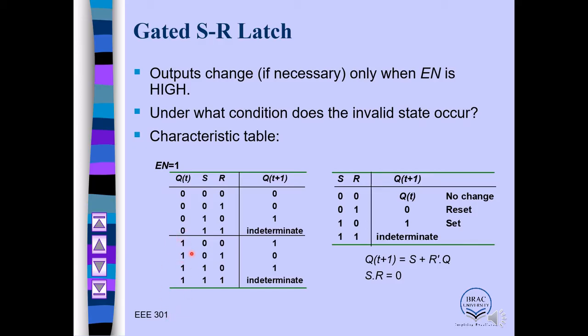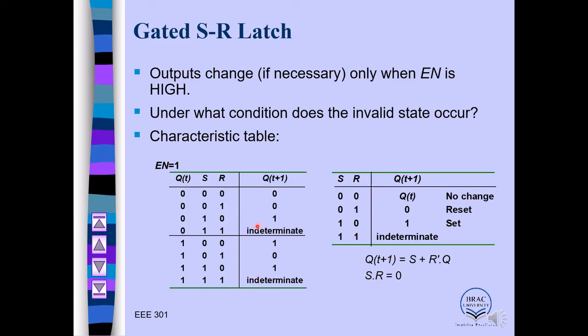For the second portion, if your present state is 1 and SR is 0, 0, that means no change. Previously you had 1, so that continues as 1. 0, 1 means reset, so it resets to 0. 1, 0 means set, so it is set to 1. Then 1, 1 is the intermediate state. So this is your characteristics table.